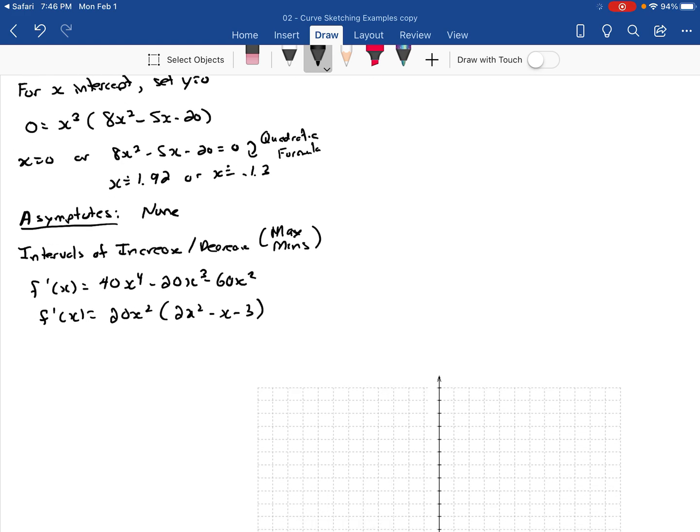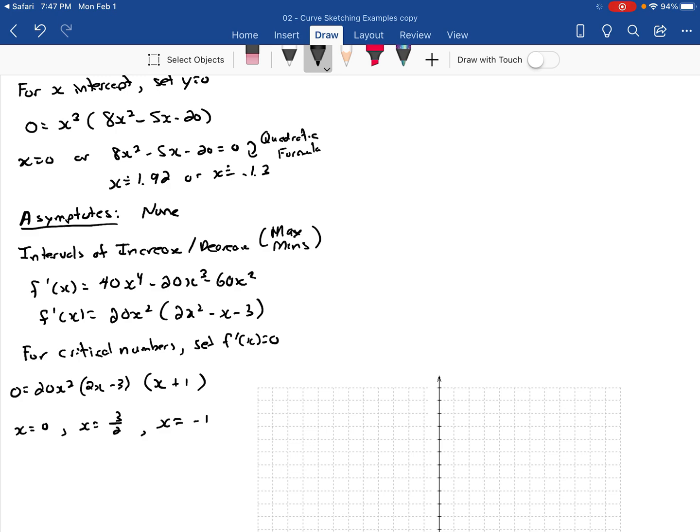And then hopefully this sort of rings a bell. For critical numbers, these numbers that are potential max and mins, we set f prime equal to 0. So what I get is 0 equals 20x squared. I'm just going to go ahead and factor that thing. I know that's what's coming here. So what about 2x and x? Let's see, possibly a plus 1 and a minus 3. Yeah, that looks about right. Minus 3, that's good. And so then my critical numbers: x equals 0, x equals 3 halves, x equals -1. There's my 3 critical numbers that I want to use in my sign derivative chart.